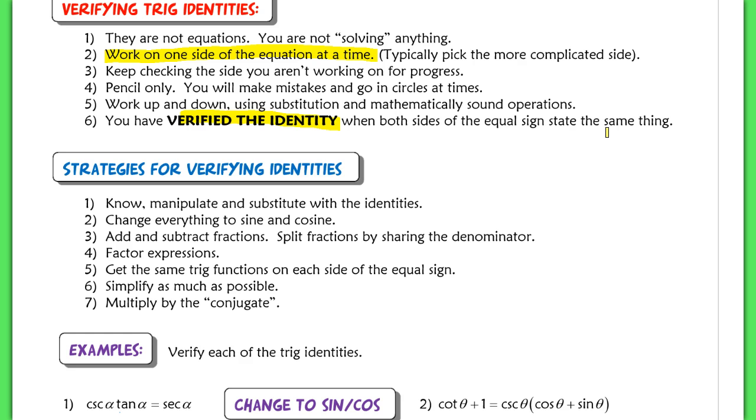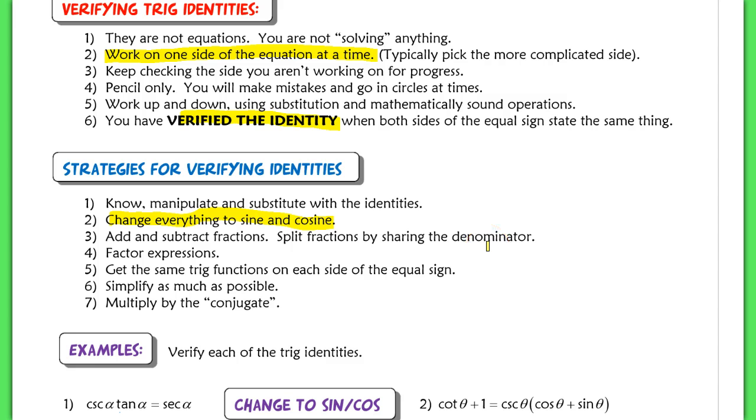So here are some strategies now. 1, make sure you can manipulate and substitute with your identities. We've learned a few so far. As we go through the chapter, we're going to learn more identities, and as we show and prove those identities, then you can start to use additional identities. But for now, we're going to stick with our main Pythagorean identity and look at the alterations of that Pythagorean identity. Now, this is really handy: change everything to sine and cosine. A lot of times this will simplify a lot of your expressions, so this is a really nice strategy. And add and subtract fractions. You want to split fractions by sharing the denominator, and manipulate your fractions.